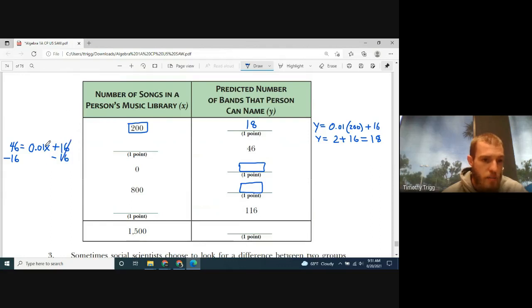Again, we're trying to get x by itself. So then on the right side, we still have 0.01x. So 0.01 times x, essentially, equals, and then on this side, that equals 30. Then, to get x by itself, you divide by 0.01. Divide by 0.01. So that'll give you that x equals 3,000.